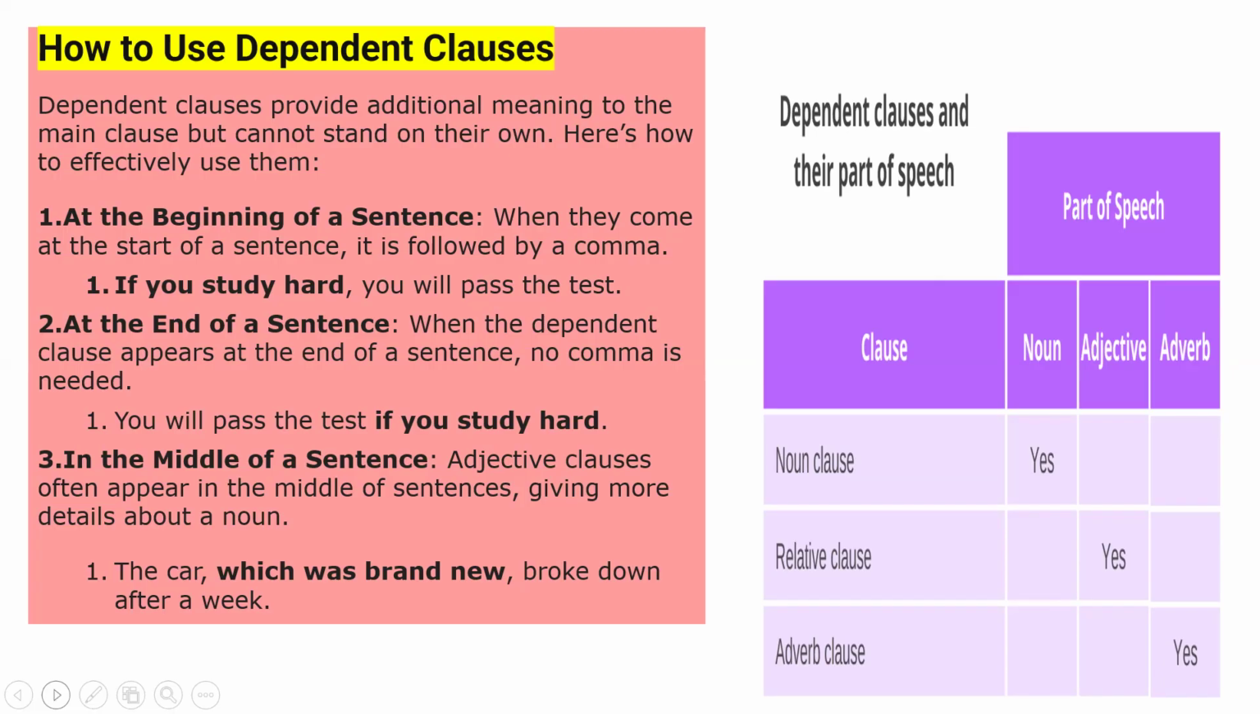which was brand new, is describing the car, so it becomes an adjective clause. The car, which was brand new, comma, broke down after a week. So these are the rules of using a comma or not using a comma in the case of dependent clauses. These are the parts of speech: a noun clause acts as a noun, a relative clause acts as an adjective, and an adverb clause acts as an adverb.